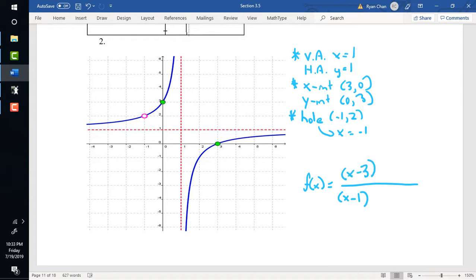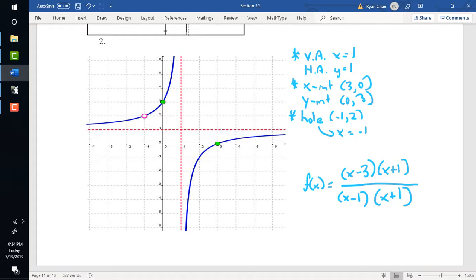Since I have a hole at (-1, 2), at x equals negative 1, remember, holes cancel. So I'm going to type in x plus 1 on top and on bottom here. Hopefully you guys have all that figured out. You always want to set up your vertical asymptote, x-intercept, and hole in terms of their factors. That's the first step.